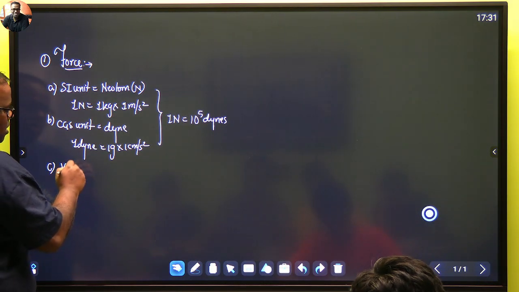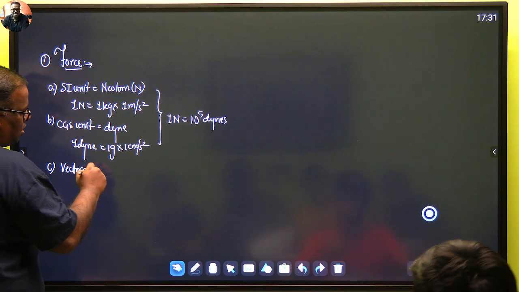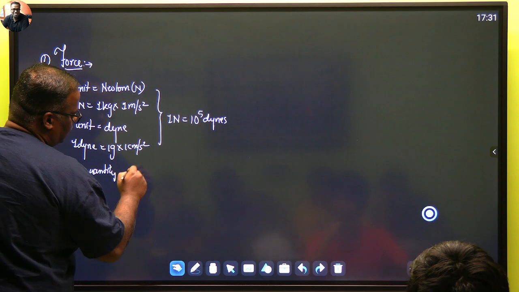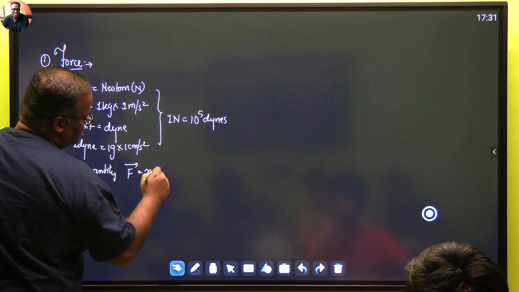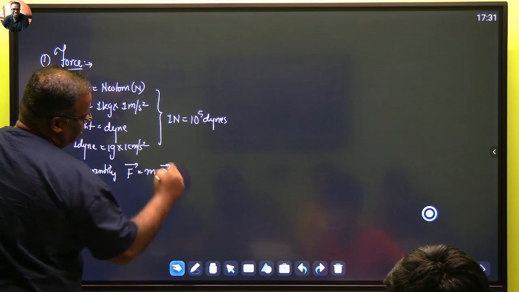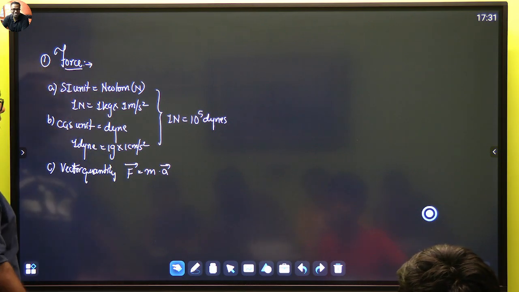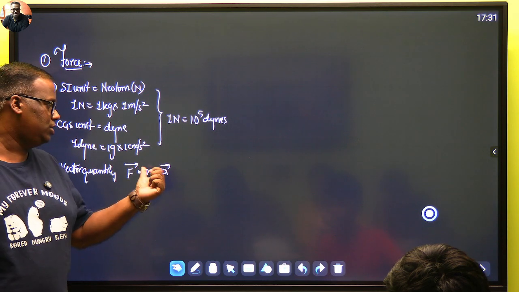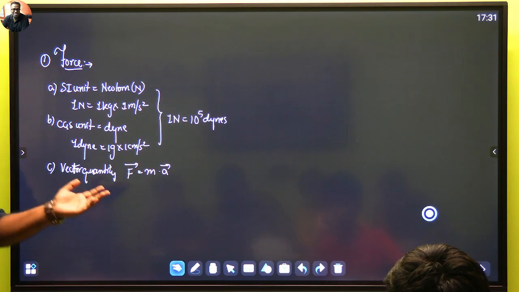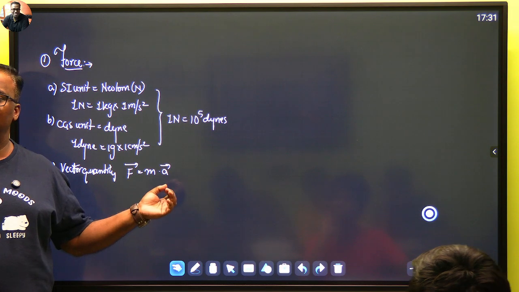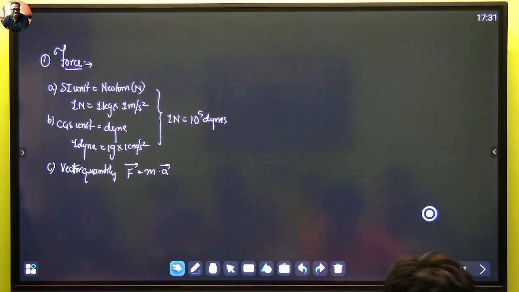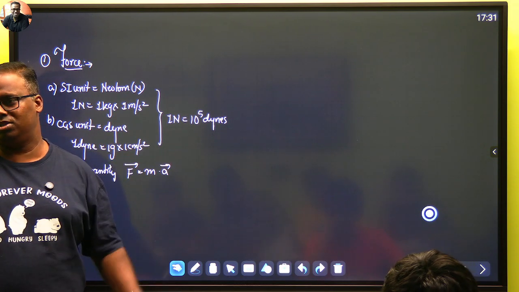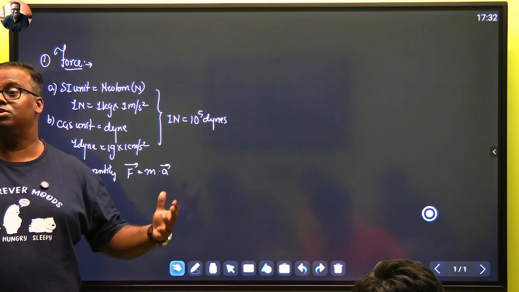Force is a vector quantity. So in vector form, we write force as mass into acceleration. Force will always act along the direction of acceleration, because if you see the product, mass is scalar, acceleration is vector. If the acceleration is negative, that means from the perspective you are seeing, the force is an opposing force to you, because that force reduces the velocity.